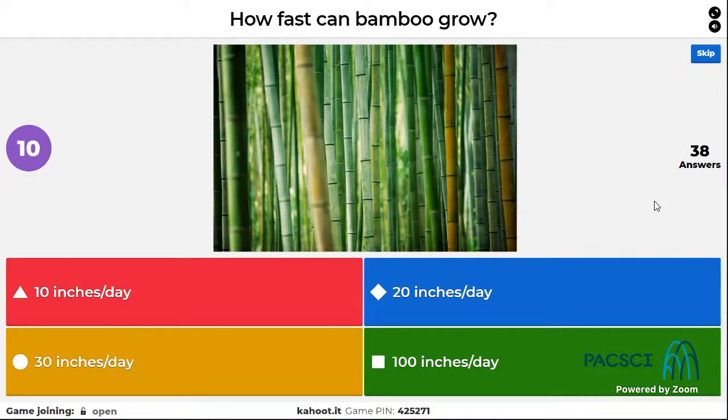Side question, Zita, what animal favors bamboo as their main source of food? That wasn't on the question list I was given, Paul.